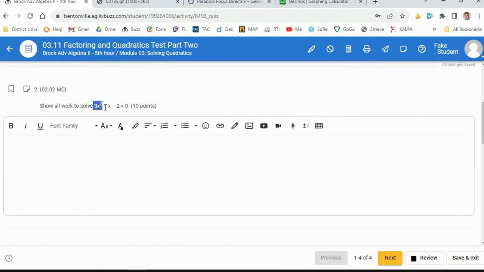Show all work to solve this. Again, you can solve that by factoring. You can solve it by completing the square. You can solve it by using the quadratic formula. You have many options on how to solve this quadratic equation.